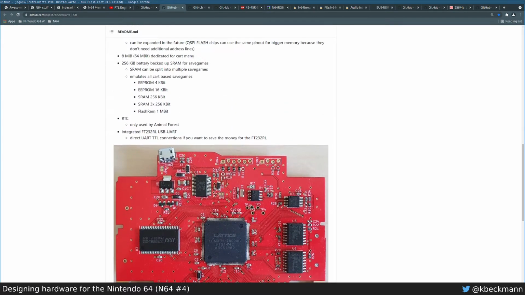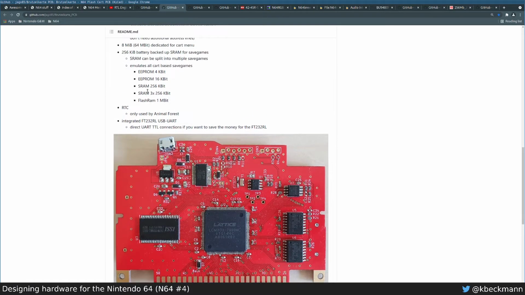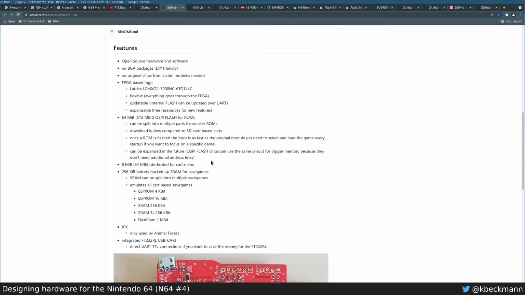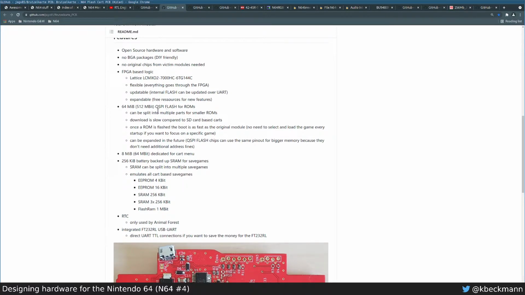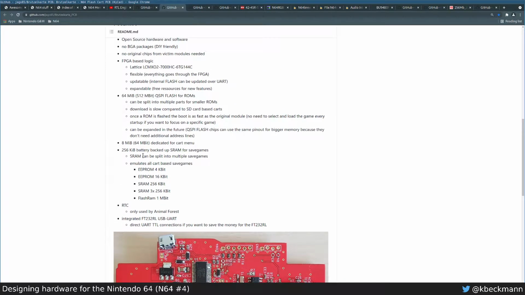Anyway, this project has a similar architecture, I think. It's actually using SRAM, a big SRAM, I think. All right, it's quite a different architecture. It has a lot of QSPI flash, and then it has SRAM.